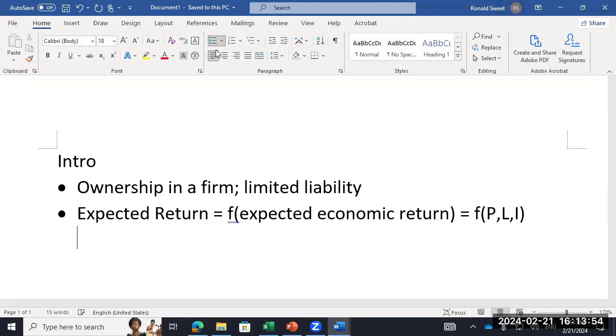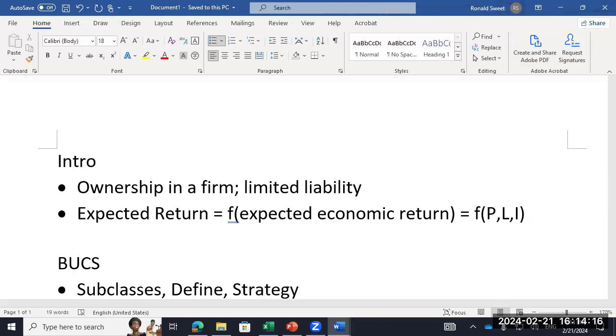And then you get into bucks. If I were you on the exam, I would do it a little differently than I did with fixed income. If fixed income was define subclasses and strategy, here I would probably do subclasses, then define strategy, mainly because it's hard to say what style is and then list the subcategories. It's easier to say style has to do with growth and value stocks. Growth stocks are this, value stocks are this.